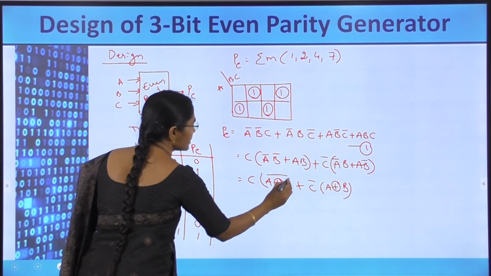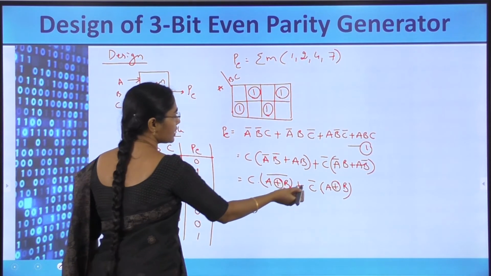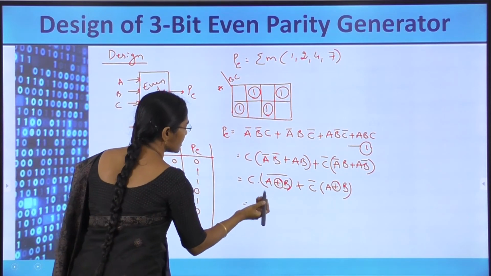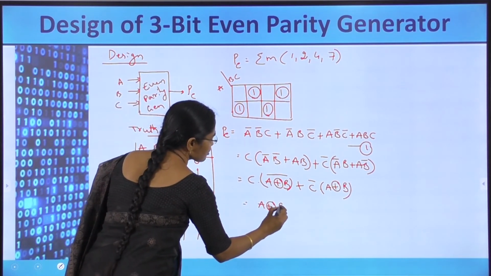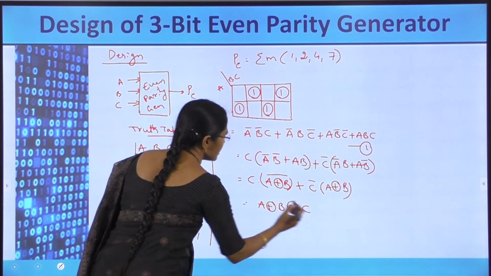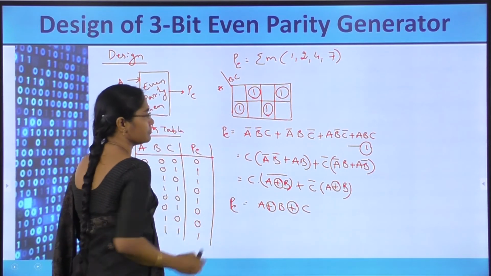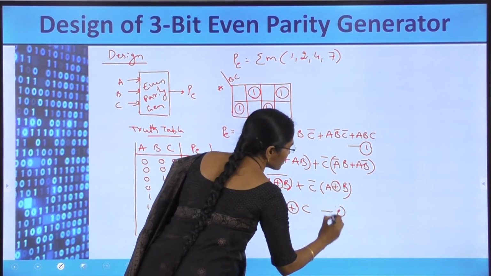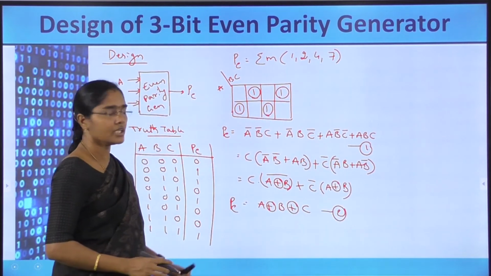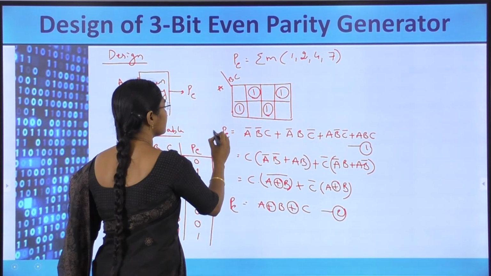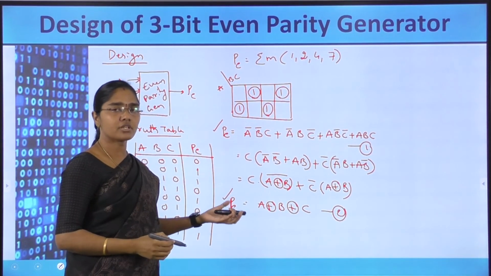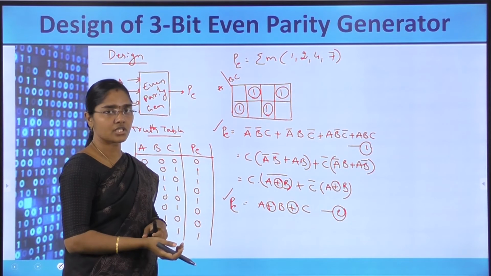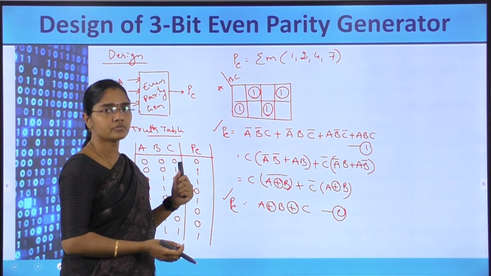So how can we write this as C into A bar, C bar into A, like that. So both will be written as XOR operation. So A XOR B XOR C is the parity bit P. This is equation 2. Okay. So we can simply use equation 1 or equation 2 as the logic expressions for the even parity generator of 3-bit input. Okay.